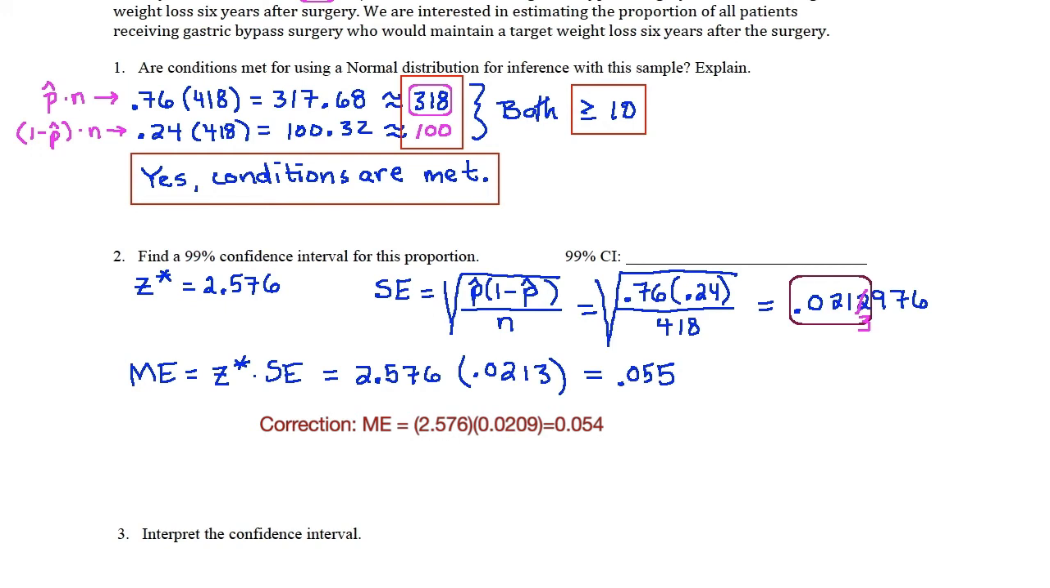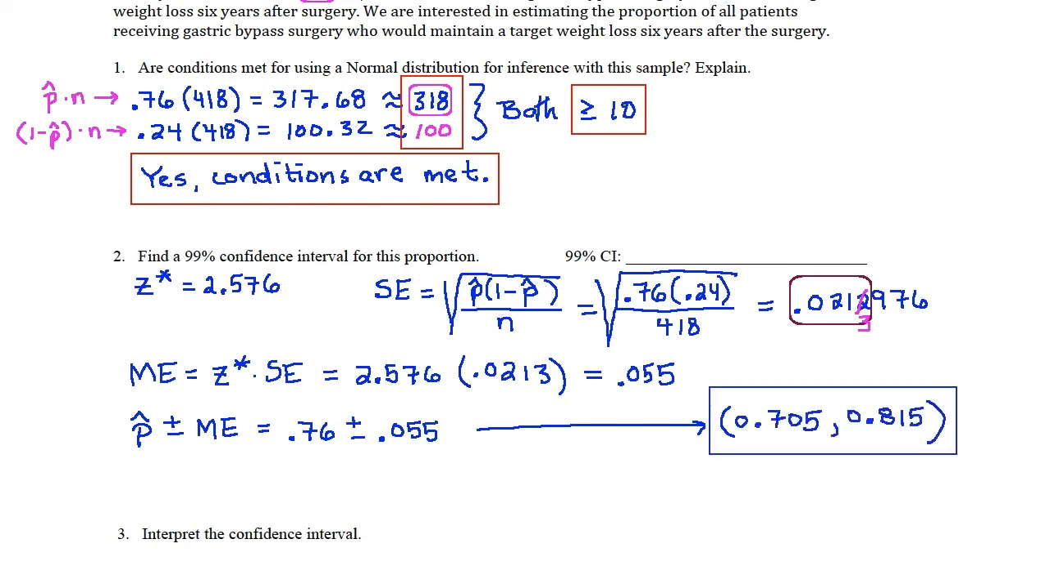when I have rounded that appropriately, so that my confidence interval is p hat plus or minus the margin of error, which is going to be 0.76 plus or minus 0.055, and I will now subtract to get the lower bound and add to get the upper bound. So for my final interval, I get from 0.705 to 0.815.